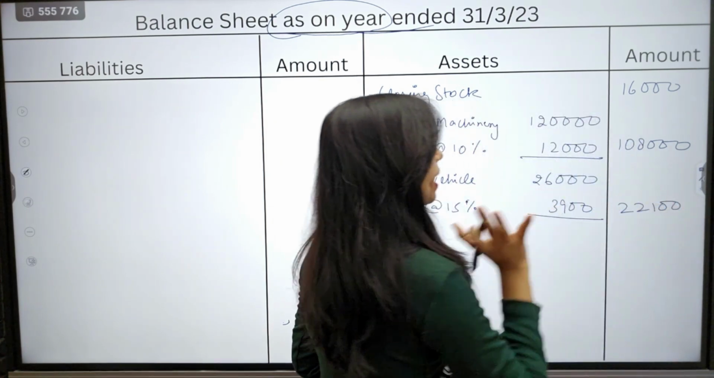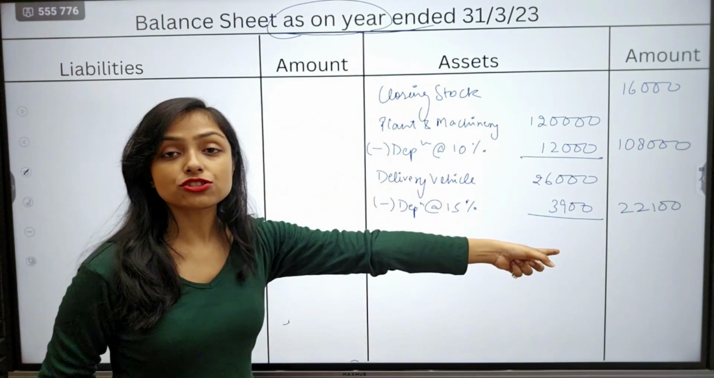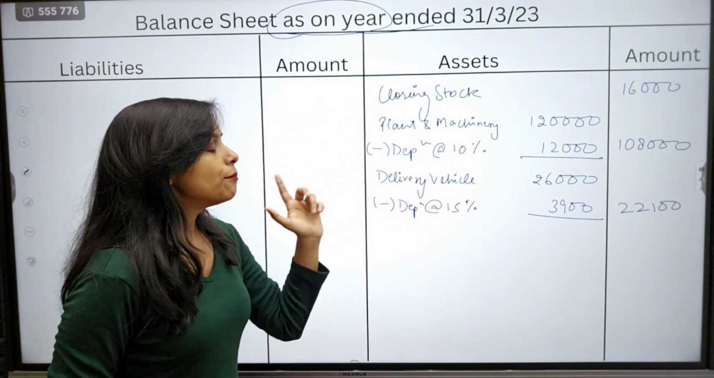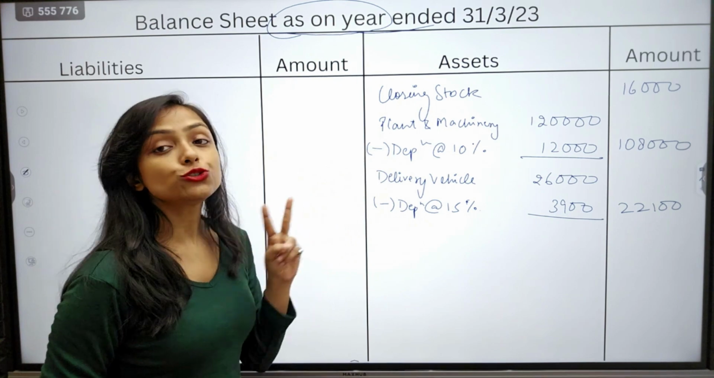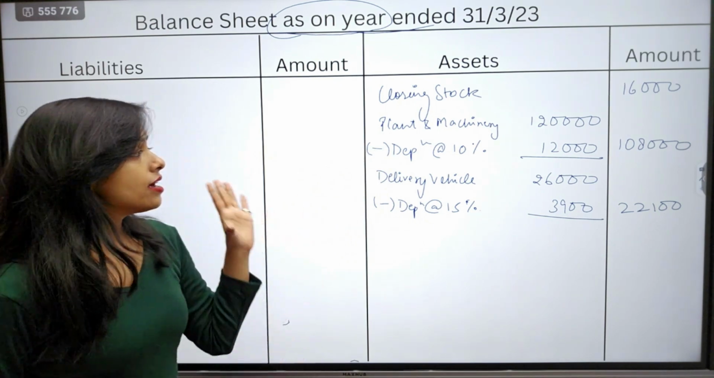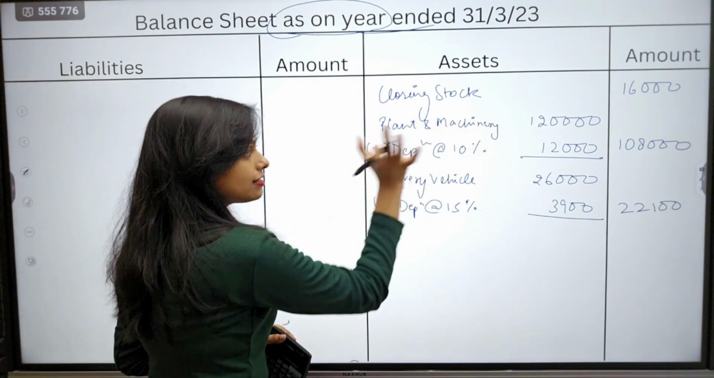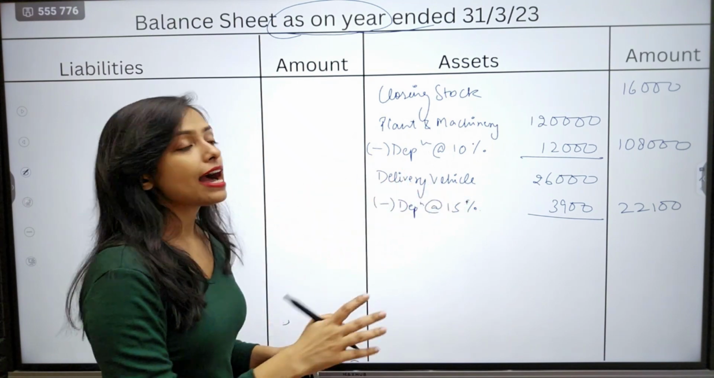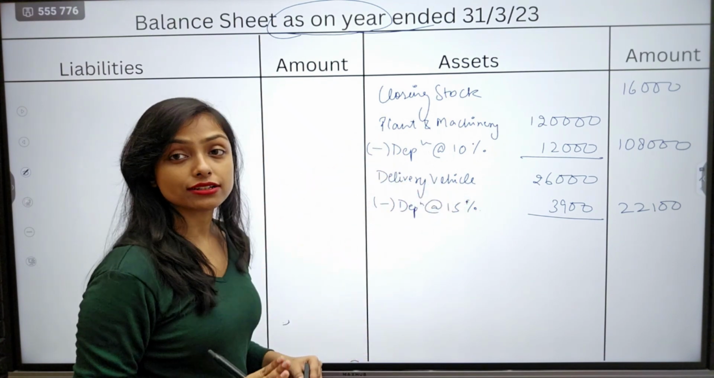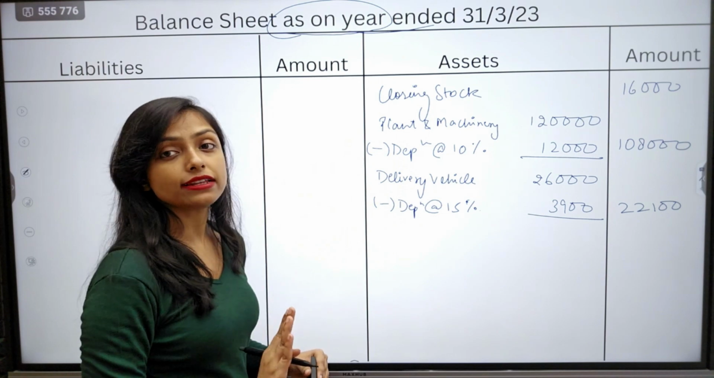22,100 is our balance now. Fine. This is the final balance of my delivery vehicle. I have written this. But I told you this is going to be adjusted at two places, the depreciation. This was inside the trial balance, plant and machinery and delivery vehicle. I have written this once in the balance sheet. Done. Now we don't have to do anything about it.